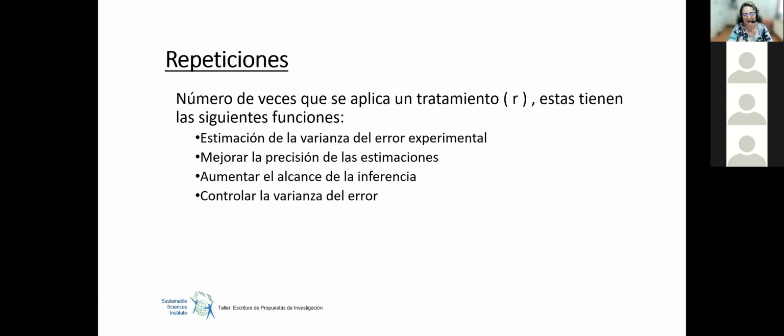Repetitions: how many times I have to repeat the treatment, how many times I have to repeat the experiment to measure the variance or the experimental error, or have a better precision in my estimates. And while repeating the experiment, how many times I have to repeat it in a laboratory study, for example, it would have a mirror in the size of the sample to conduct an experimental study.